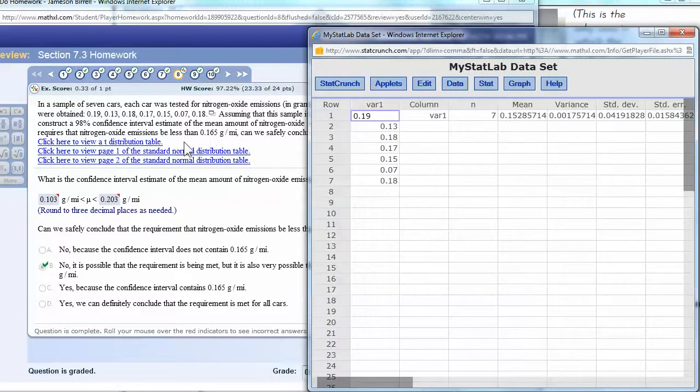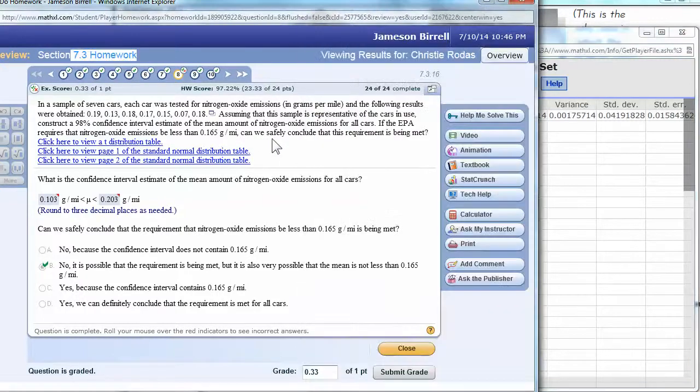So the second part of the question they present here is: if the EPA requires that nitrogen oxide emissions be less than 165 thousandths grams per mile, can we safely conclude that this requirement is being met, based off of this sample that we did? First of all, it was a small sample, but either way, based off of it.